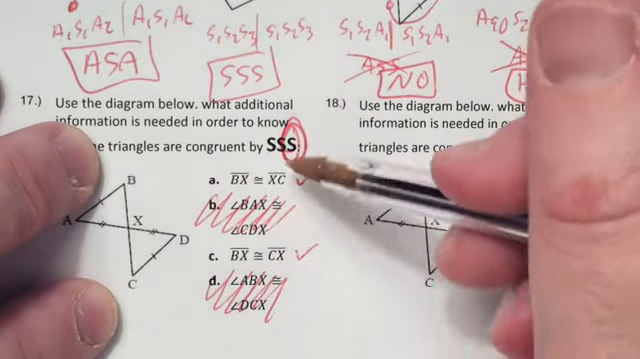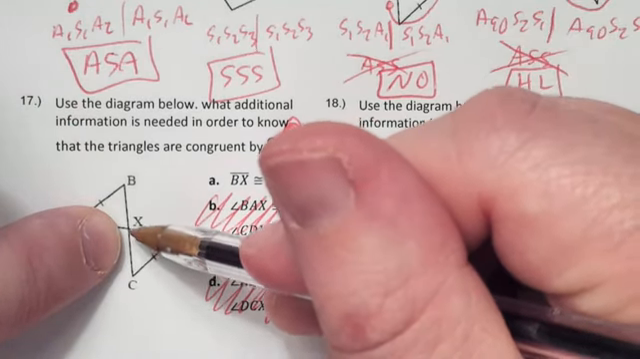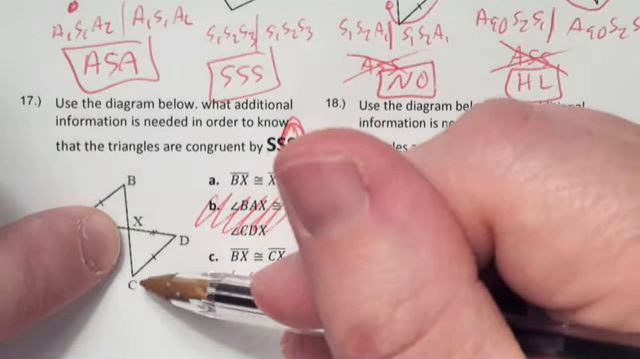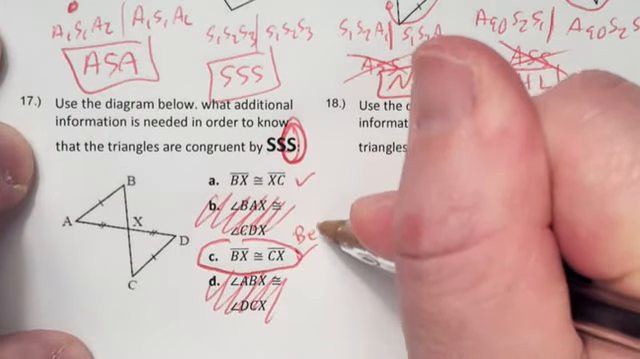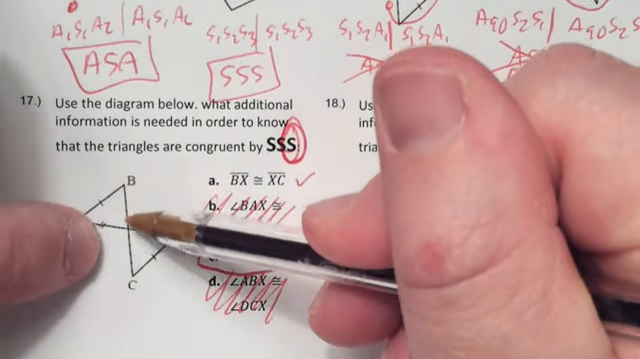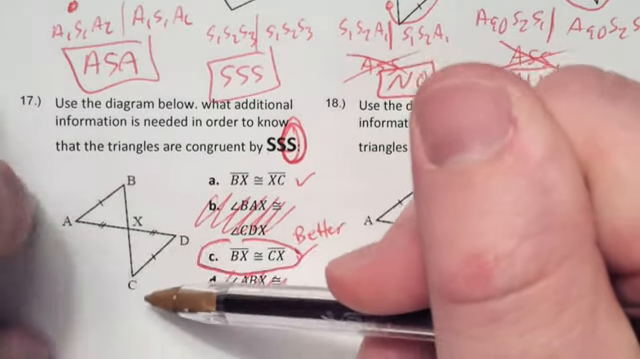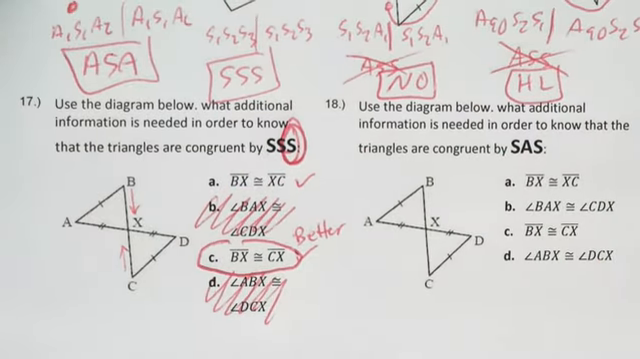One of these is the better choice. Which one's better? Does BX match up with XC or does it match up with CX? This is the better choice, because see how we went from the single side to the double, this would be from the single side to the double. So that would be the better choice from here to here. Awesome.